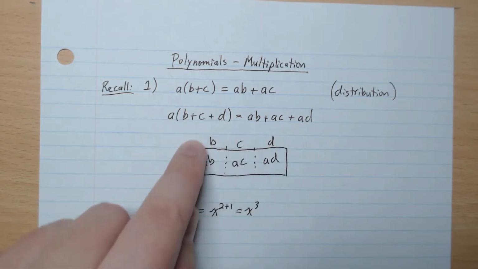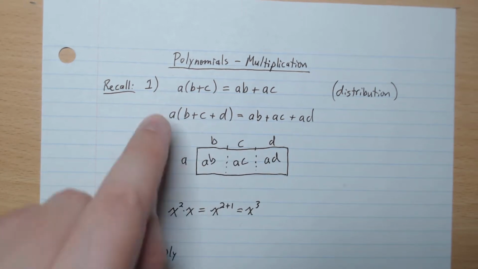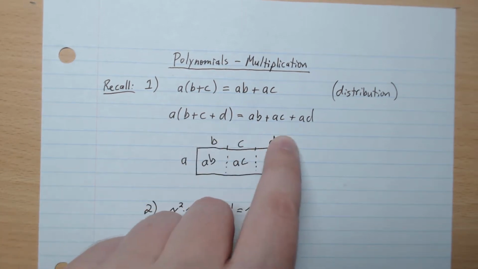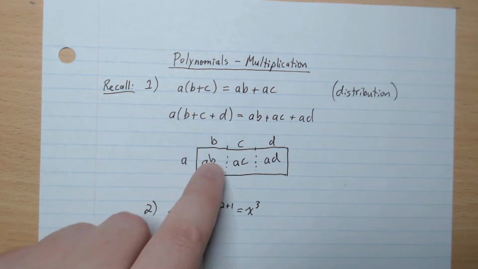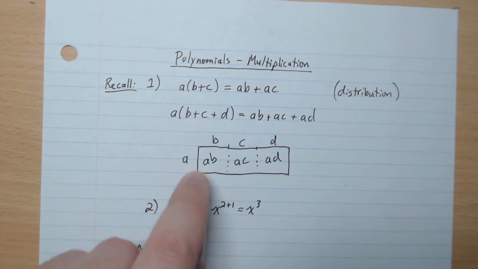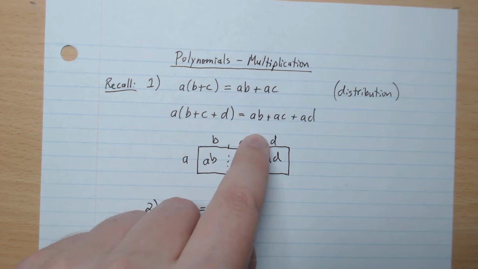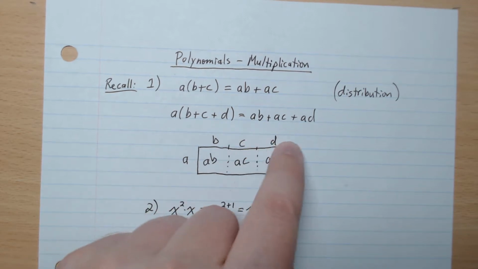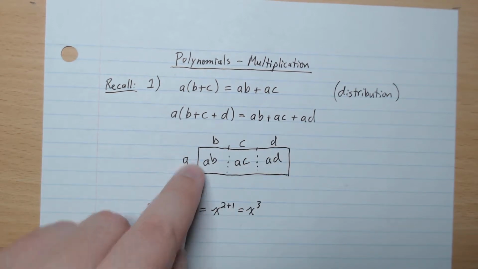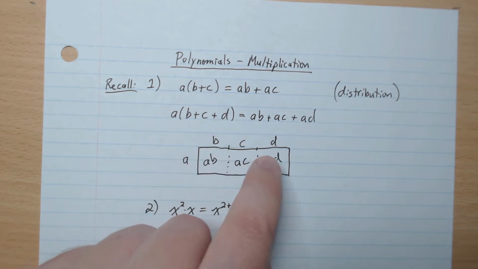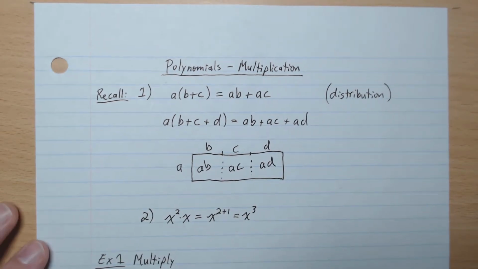And here's a visual representation of this. Here we have A times (B plus C plus D), which is this here, and it's divided into little chunks. A times B, AB, A times C, AC, and A times D, AD. So we see that this times that gives the combination of these three things right there.